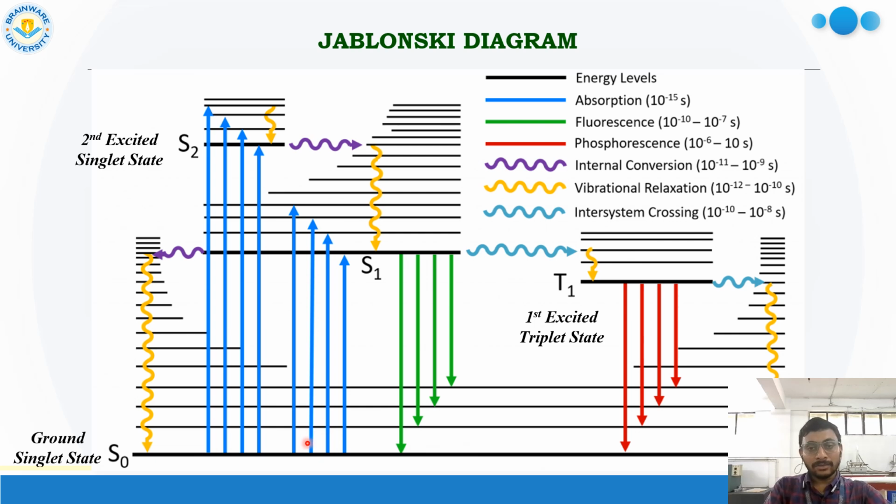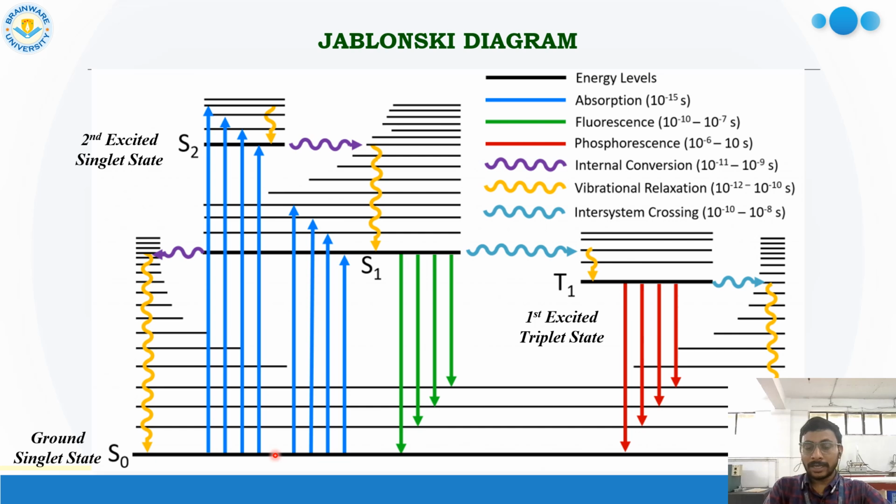So when an electron absorbs energy, it can go to the ground vibrational level of S1, or the first excited vibrational level of S1, second excited vibrational level of S1, it can go to anywhere. Okay, so any vibrational level of S1. It went. Okay. Now it will come back to the ground state.